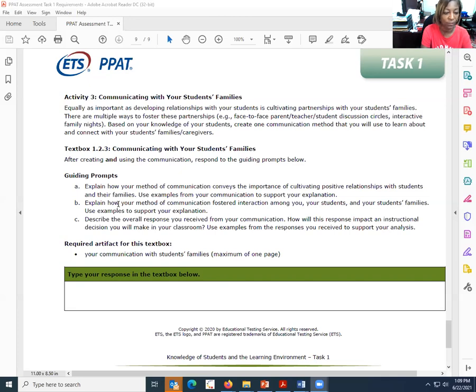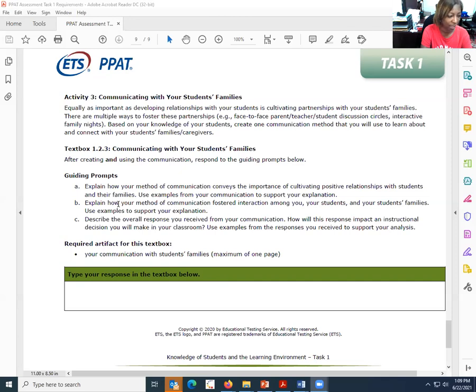Based on your knowledge of your students, create one communication method that you would use to learn about and connect with your students' families or your students' caregivers. Text box 1, 2, 3, communicating with your students' families. After creating and using the communication, respond to the guiding prompts below.